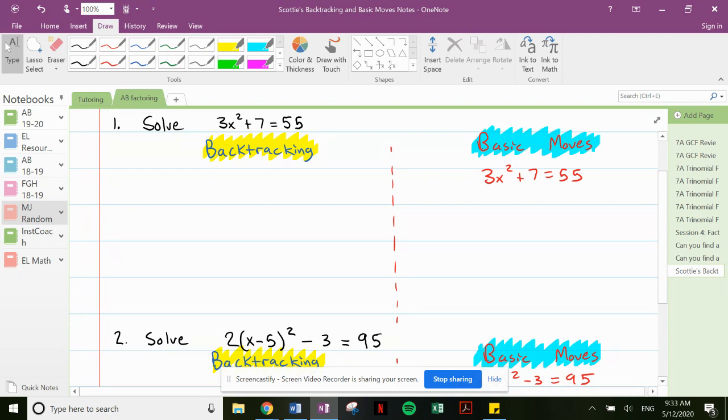So first one, backtracking, you're a little more familiar with based on Miss Hart's lesson yesterday. Second one, basic moves, which you've done, but it just looks a little different when we're solving quadratics.